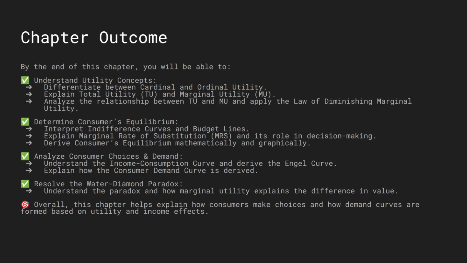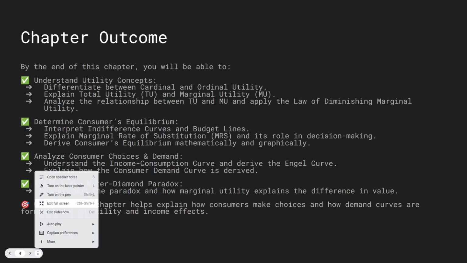After watching this video, we will learn about utility concepts. We can differentiate between cardinal and ordinal utility. We can explain total utility and marginal utility, analyze the relationship between total utility and marginal utility, and apply the law of diminishing marginal utility in real life. Determine consumers equilibrium, interpret indifference curves and budget lines, explain marginal rate of substitution and its role in decision making. We see this every day in our daily life. Derive consumers equilibrium mathematically and graphically.